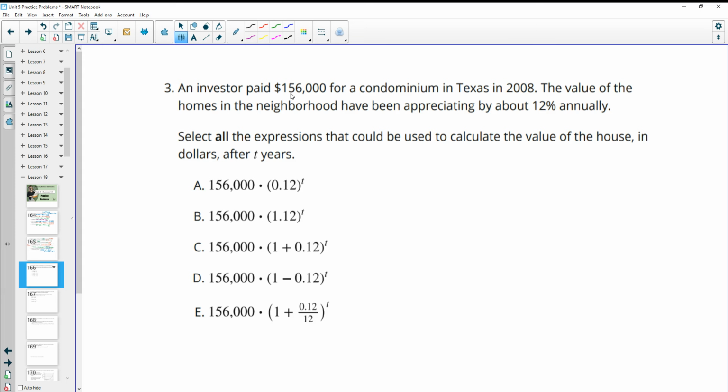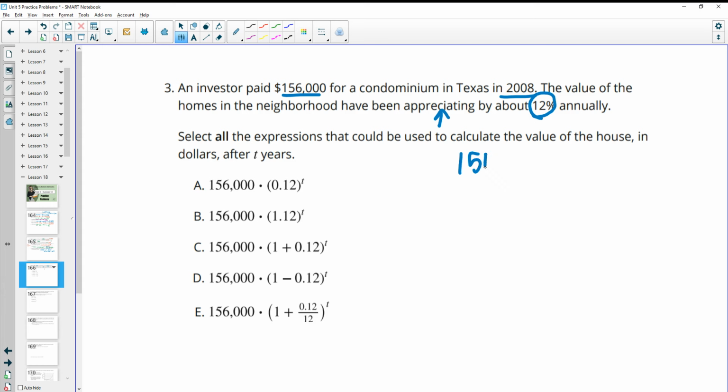Number 3, an investor paid $156,000 for a condominium in Texas in 2008. The value of the homes in the neighborhood have been appreciating, meaning going up. Okay, they've been increasing in value by 12% annually, or each year. Select all the expressions that could be used to calculate the value of the houses in dollars after t years.